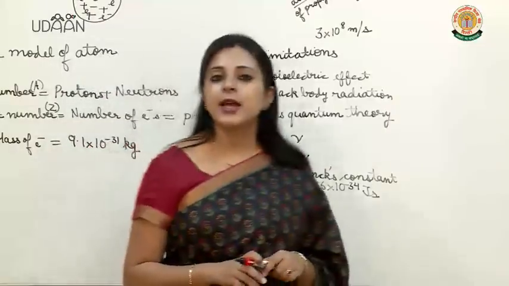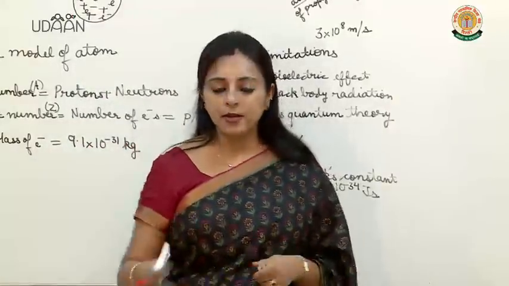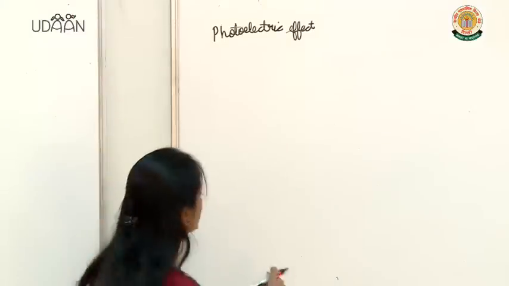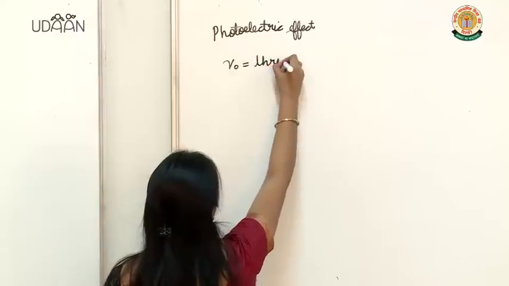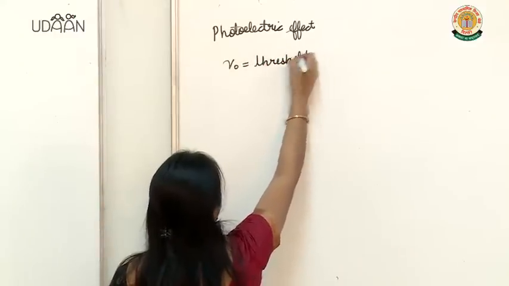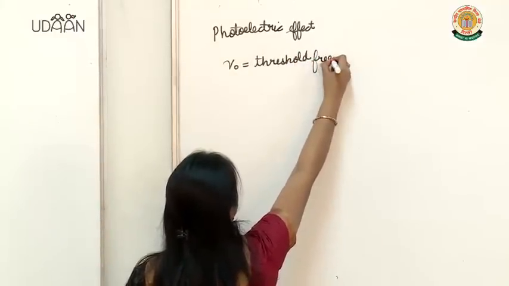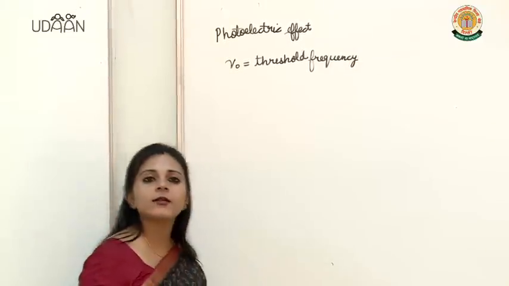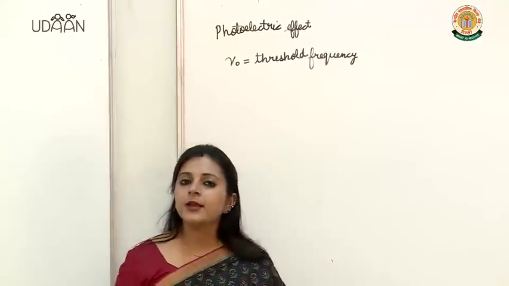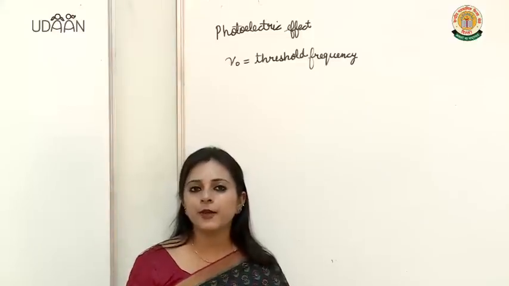Now, we will understand the photoelectric effect. When light of a certain minimum frequency, that minimum frequency is known as nu naught, the threshold frequency, falls on the surface of a metal, electrons are emitted. This is known as the photoelectric effect.